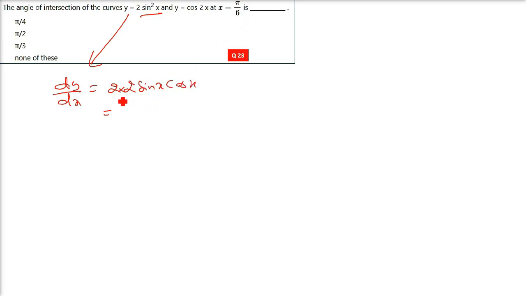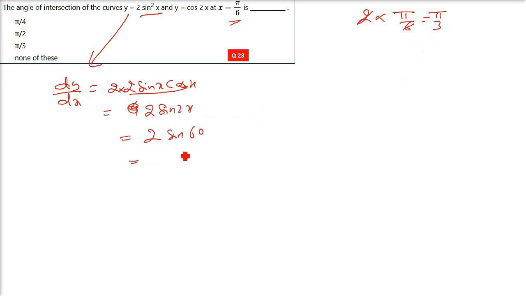That is why we will not write it as 4 sin x cos x, rather we will take 2 sin x cos x as sin 2x. It will be 2 sin 2x, and x is equal to pi by 6. So when you multiply 2 with pi by 6, it is going to be pi by 3. So 2 sin 60 degrees. 2 sin 60 degrees is what? It's root 3 by 2. So root 3 will come. dy by dx is root 3.